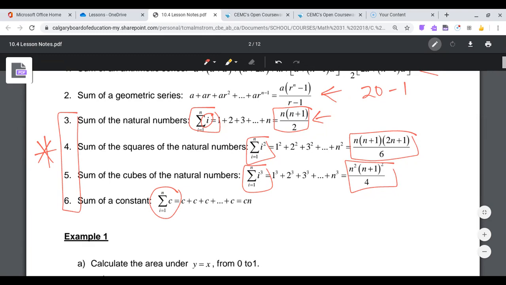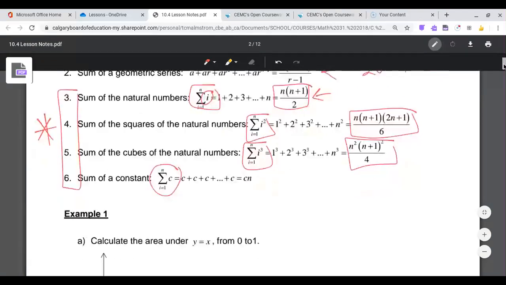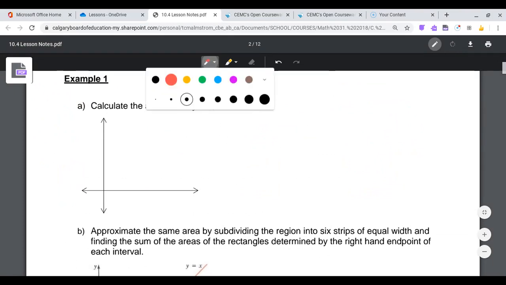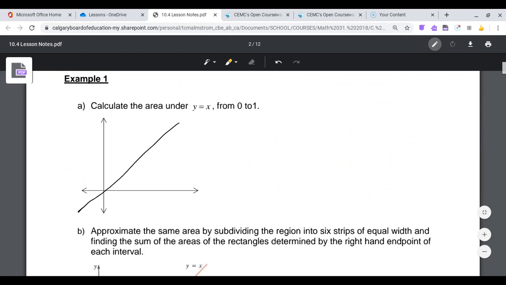Okay, so we're kind of going to do our own little investigation here with example number 1. So we're going to calculate the area under y equals x from 0 to 1. So I'm going to draw y equals x as best as I can.